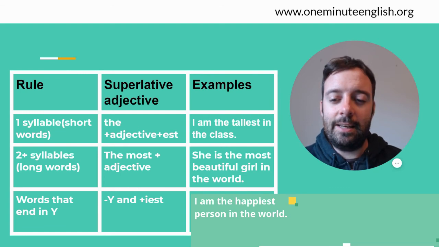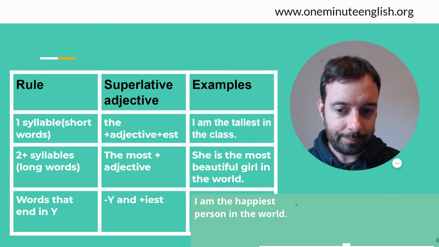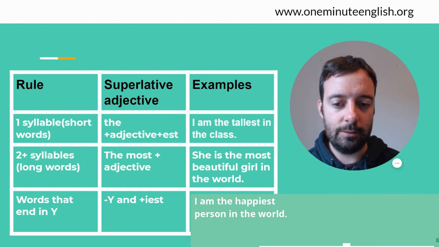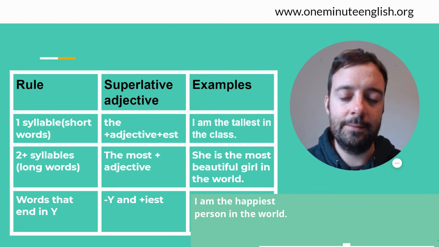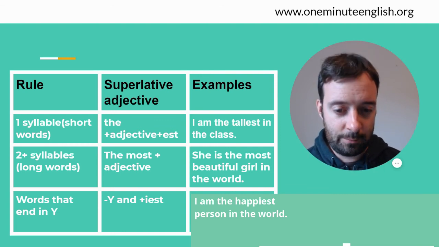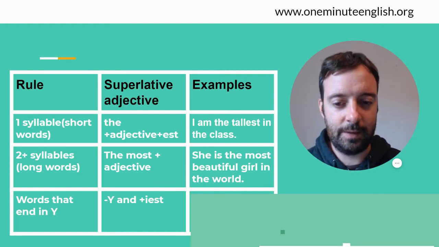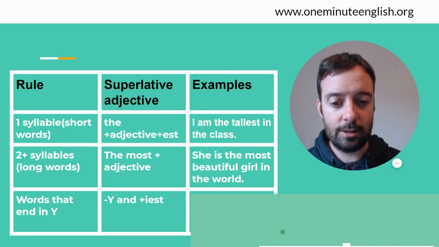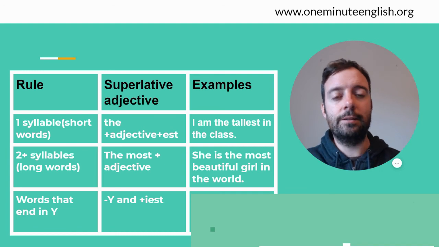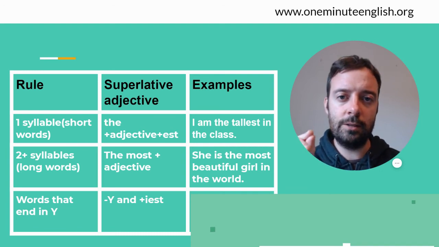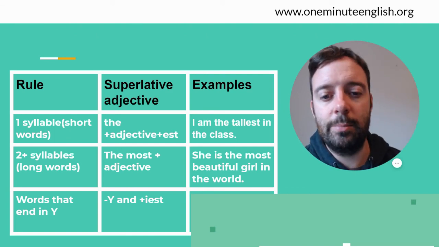And then again, there are exceptions, especially with words that end in Y. Words that end in Y, you drop the Y again and you add iest. So I am the happiest person in the world, right? And again, there are some other exceptions as well. Some different adjectives that are different. The most common one is good, better in the comparative, and the best in the superlative.